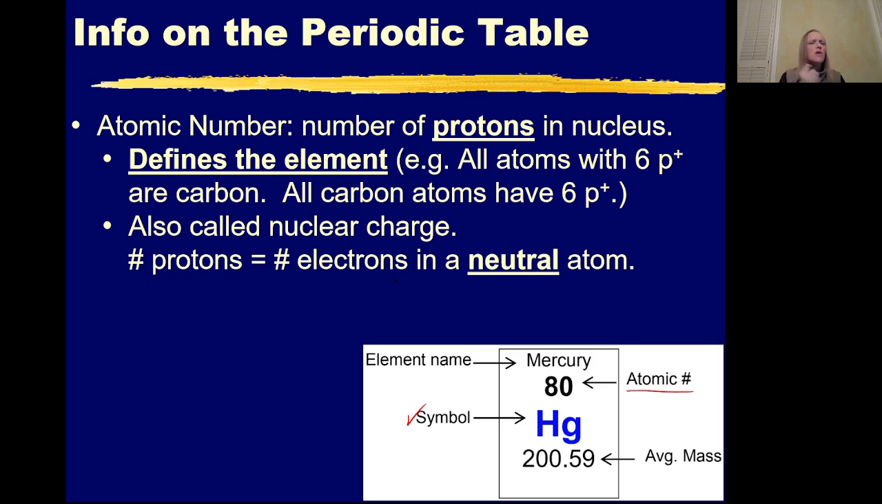This is sometimes also called the nuclear charge because all of the particles in the nucleus are protons and neutrons. Neutrons don't have a charge, only protons do. And so all of the charge in the nucleus comes from the protons. Remember that protons equals electrons in a neutral atom. If your positive and negative charges balance out, overall your atom has no charge.